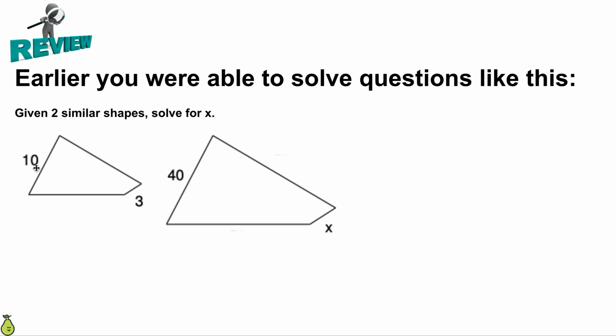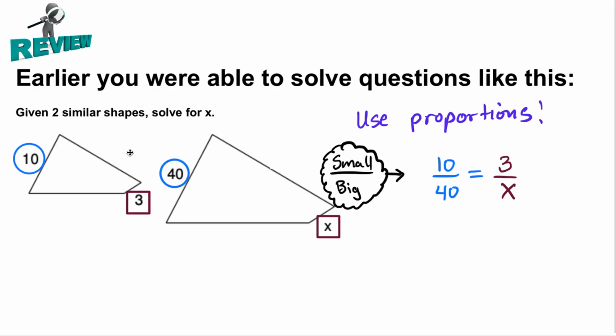When you work with similar shapes, you want to match your sides up, and you can make proportions out of those. If you were to go small over big, you'd match your 10 and 40 together to say 10 over 40. And if I'm going small over big again, I would say 3 over x. Now, to solve a proportion, you already know that you cross multiply and you divide by what's across from the x. But you can also notice that this side's dimensions on the one on the right here are 4 times larger than the one that's on the left.